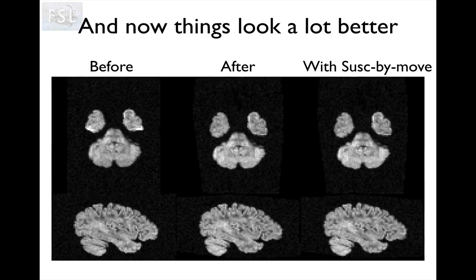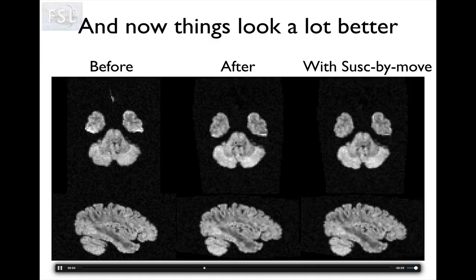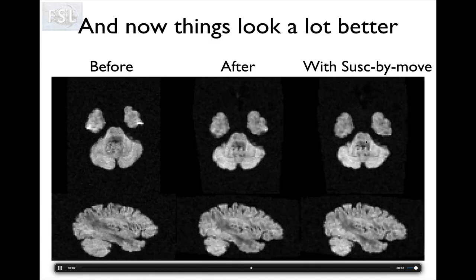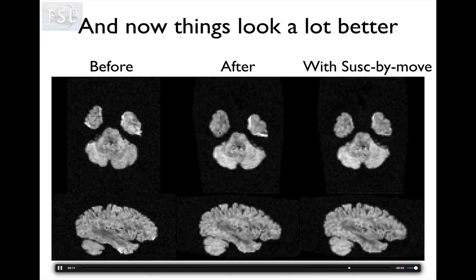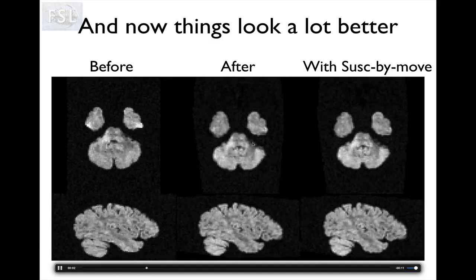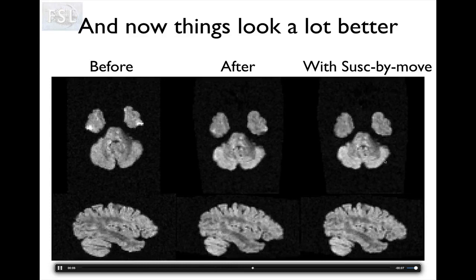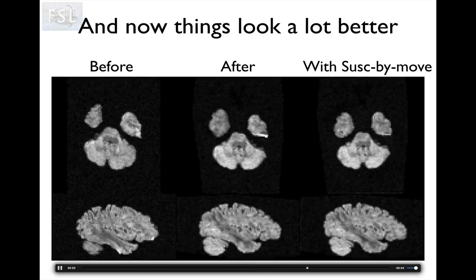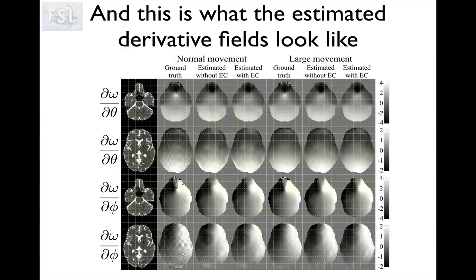And what does it look like now? So this is the simulated data. That was before, after, and this is with susceptibility-by-movement estimates. So what you're seeing here is quite big changes even after we have corrected for everything else. But if we do include the susceptibility by movement, you can see that this is pretty much gone. And this again is from the simulated data.